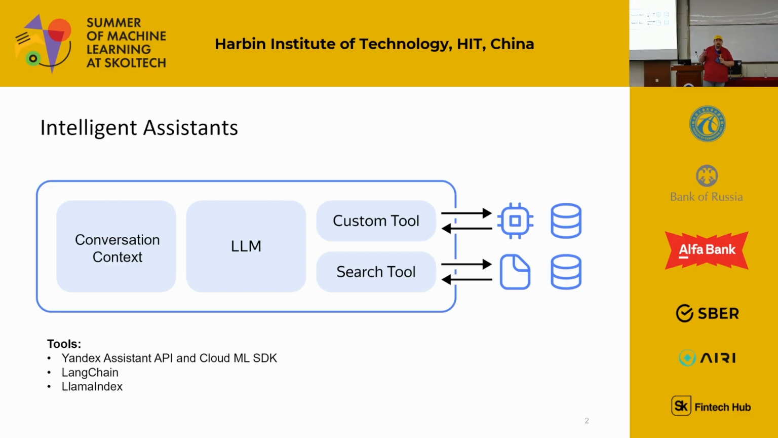Because retrieval augmented generation systems are very popular nowadays, cloud providers try to give people an easier approach to creating them. That's why Yandex has created its own assistant API, which is a special kind of layer on top of large language models to create systems based on retrieval augmented generation and on external function calling, because function calling is the second feature that is very useful for creating intelligent assistants.